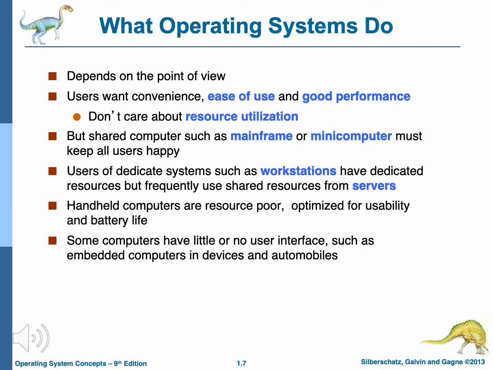For example, embedded computers in home devices and automobiles may have numeric keypads and may turn indicator lights on or off to show status, but they and their operating systems are designed primarily to run without user intervention.